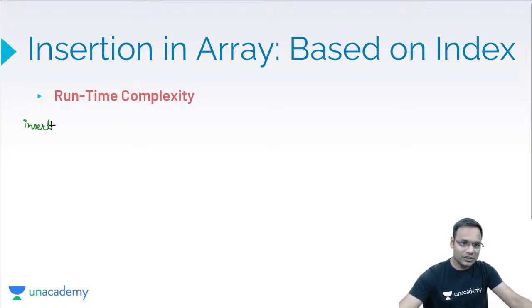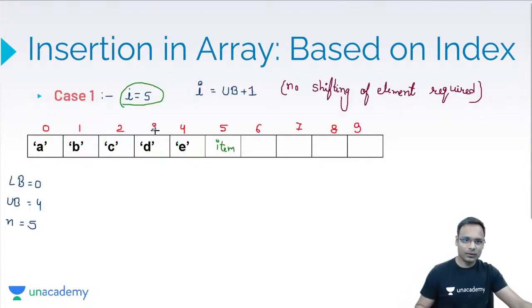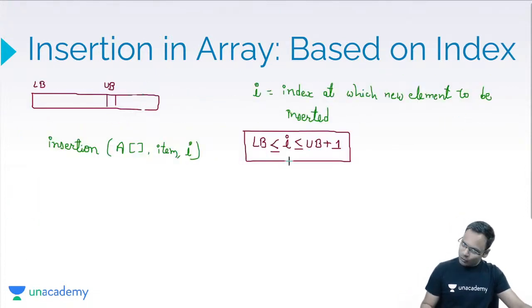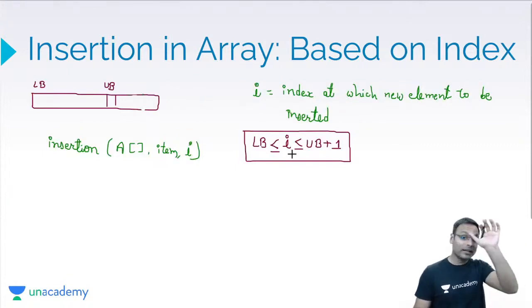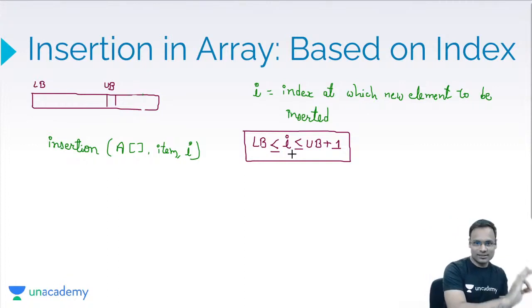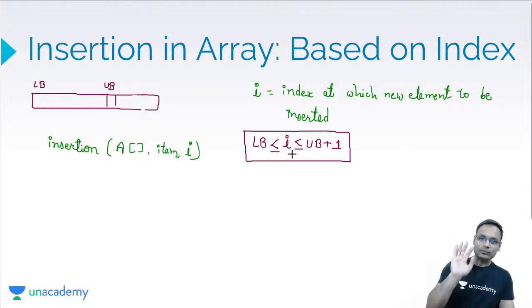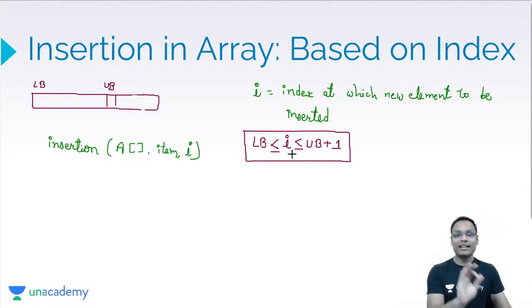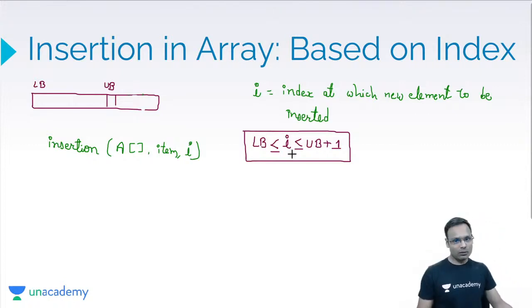So let's say insertion in the array based on the index. Array A is given, the item is given, and index I is also given. Let's say I have already checked that I is following this particular condition, that it is lesser than upper bound plus 1, and it is greater than or equal to lower bound.